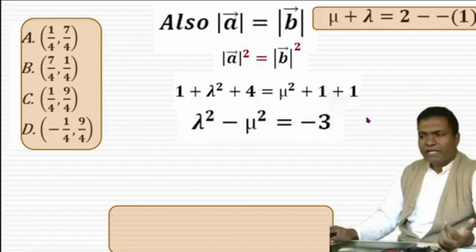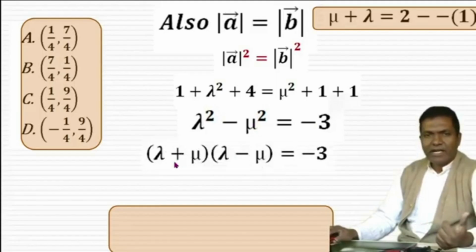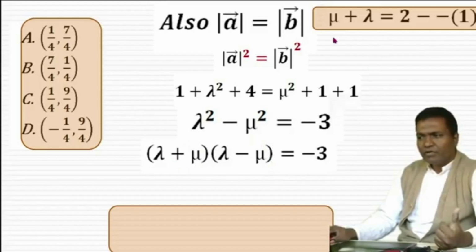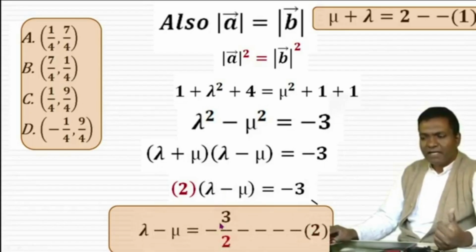If 5 is sent to this side, 2 minus 5 is minus 3. And we know that A square minus B square is A plus B, A minus B. So I can write lambda plus mu, lambda minus mu, and lambda plus mu is known to you, that is 2 here from equation 1. So substitute, you will get 2 into lambda minus mu equal to minus 3, and from this lambda minus mu equal to minus 3 by 2.